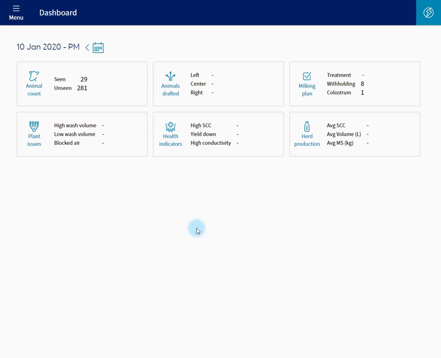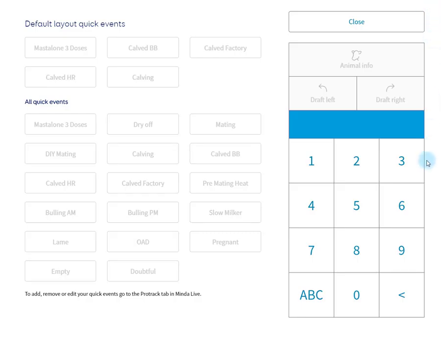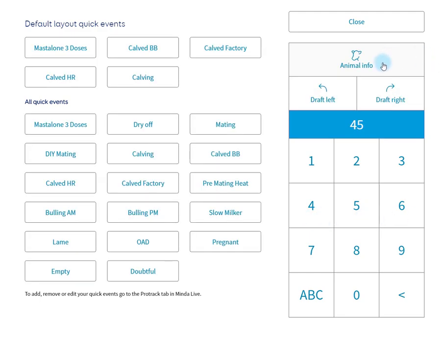Using Protrack, you can look up an animal's information simply by clicking the action button. Type in the number of the animal you want to look up. Let's look up 45. And then click on Animal Info.